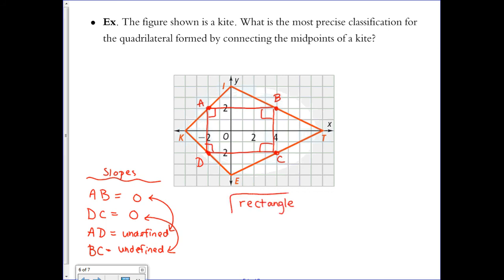There is a more specific type of rectangle that it could have been, which would be a square. And it would be a square if all 4 sides were the same length, but I can tell just by looking at these, because these are horizontal and vertical lines that I can count the length of, that these are not 4 equal sides, and therefore this thing is not a square. And that is all.